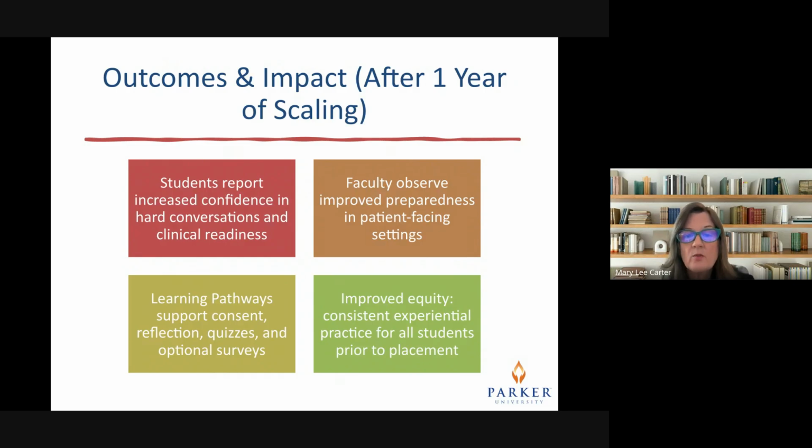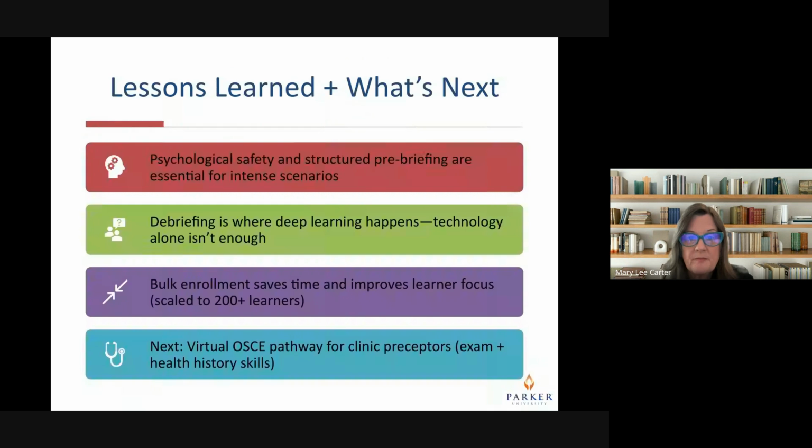It just gave everyone the opportunity to do that. Some of the lessons that we've learned and what we're hoping to do next. First of all, psychological safety is the most important thing.